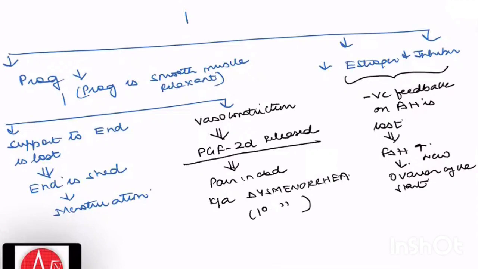बी रिलीज्ड, राइट, और पेशेंट को पेन होगा इन अब्डोमेन। ये PGF2 अल्फा जो है ये पेन करेगा इन अब्डोमेन, राइट, that is what is called as dysmenorrhea. And because estrogen and inhibin decrease करेंगे तो जो negative feedback था on FSH that will be lost, the levels of LH will increase, and again a new cycle will start.